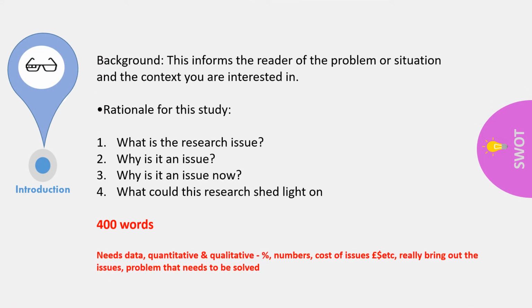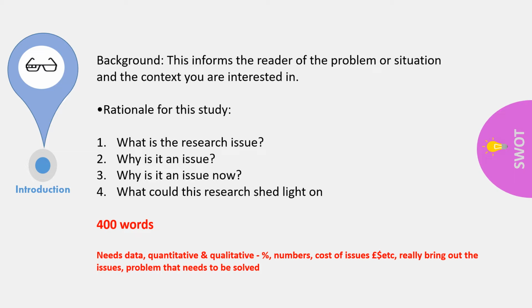If we move on to the introduction and the rationale, this is the background and informs the reader of the problem or situation and the context that you're interested in. And then this leads on to your rationale. Why are you doing this? What is the research issue? Why is it an issue? Why is it an issue right now? And what could this research shed light on?